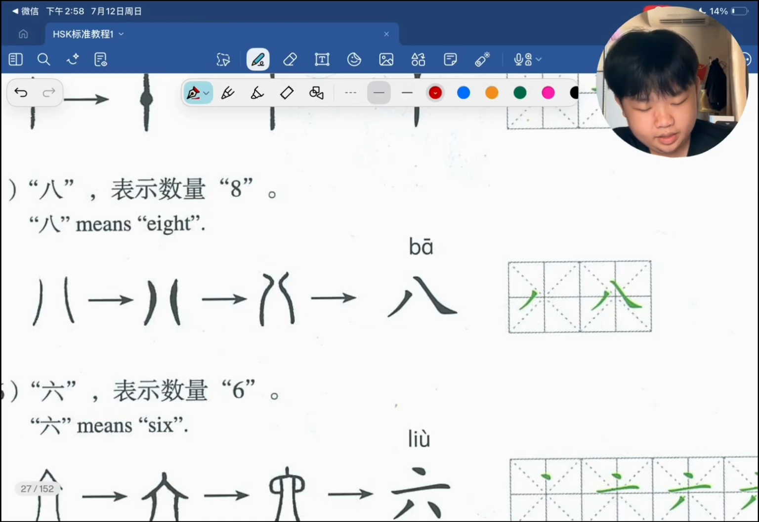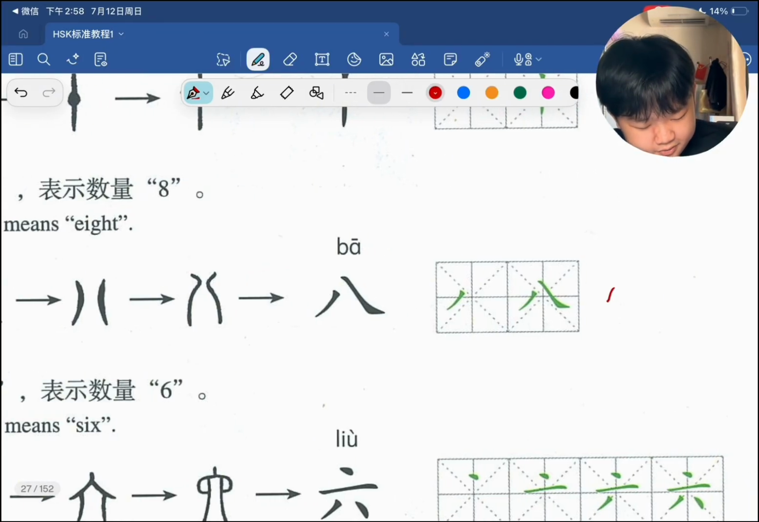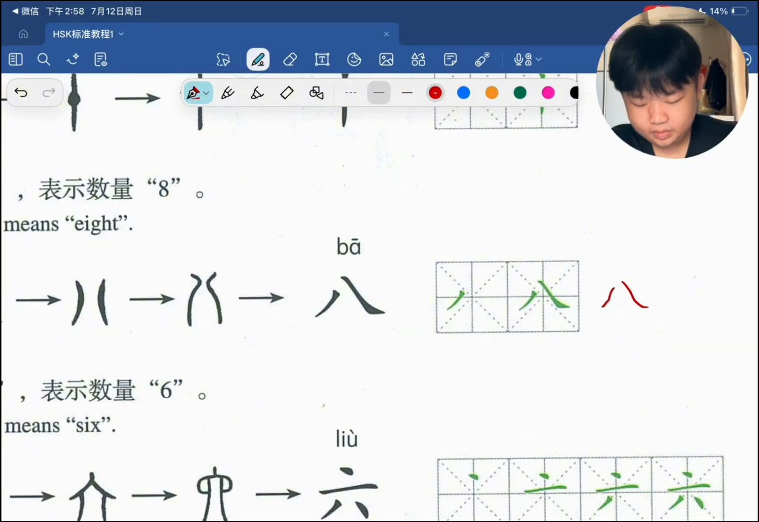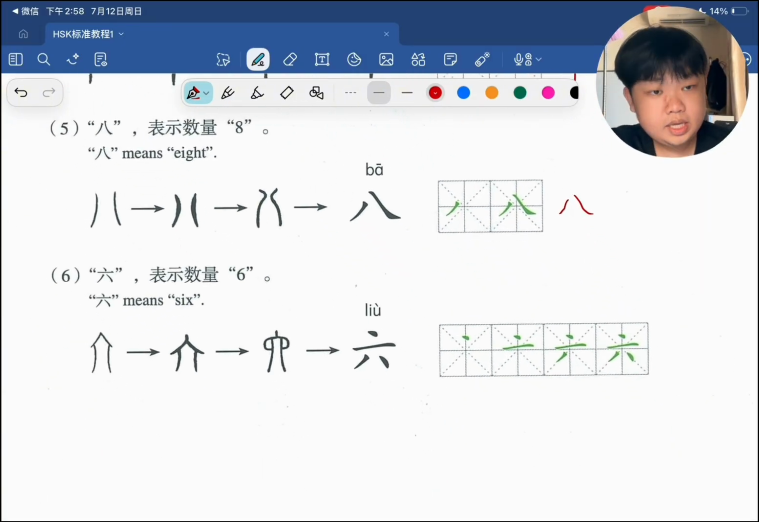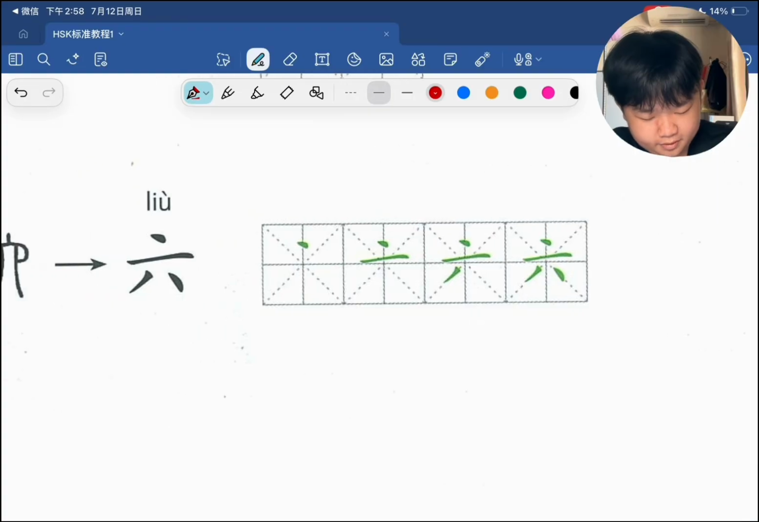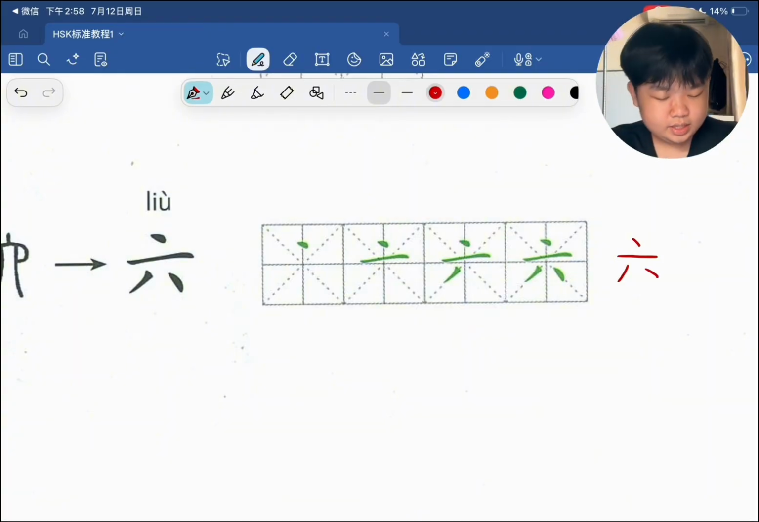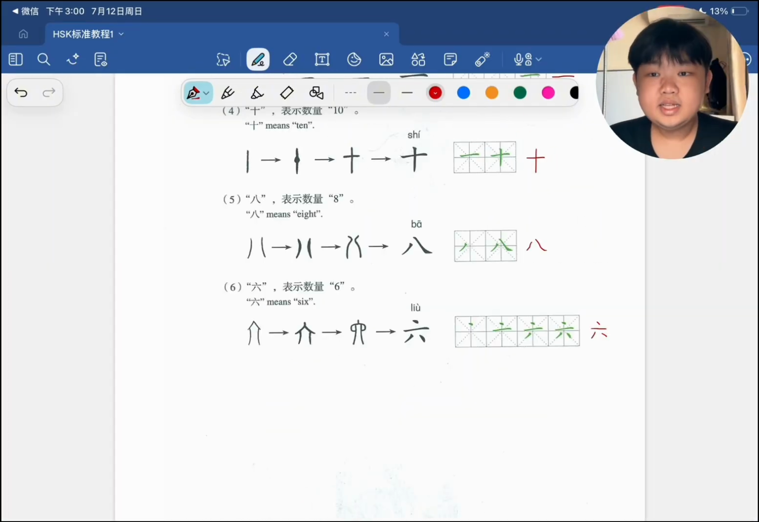Ba means 8. First left falling, then right falling. Liu means 6. First a dot, then a horizontal, then a left falling, then a dot. That's 6. That's all for today.